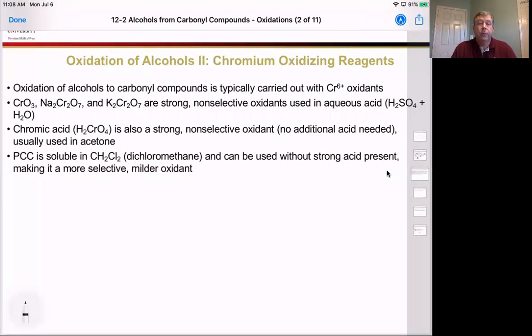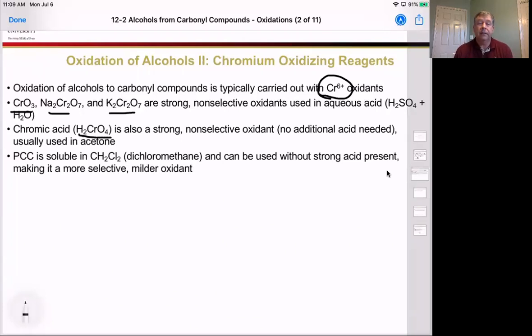So the primary group of oxidizing agents we'll use are called chromium oxidizing agents, and they typically are carried out by using chromium +6 as the oxidizer, and there are several different derivatives of it. First of all, you can use either chromic oxide, sodium dichromate, or potassium dichromate here. And in the presence of an acid, they become a strong oxidizing agent. They create in situ this chromic acid.